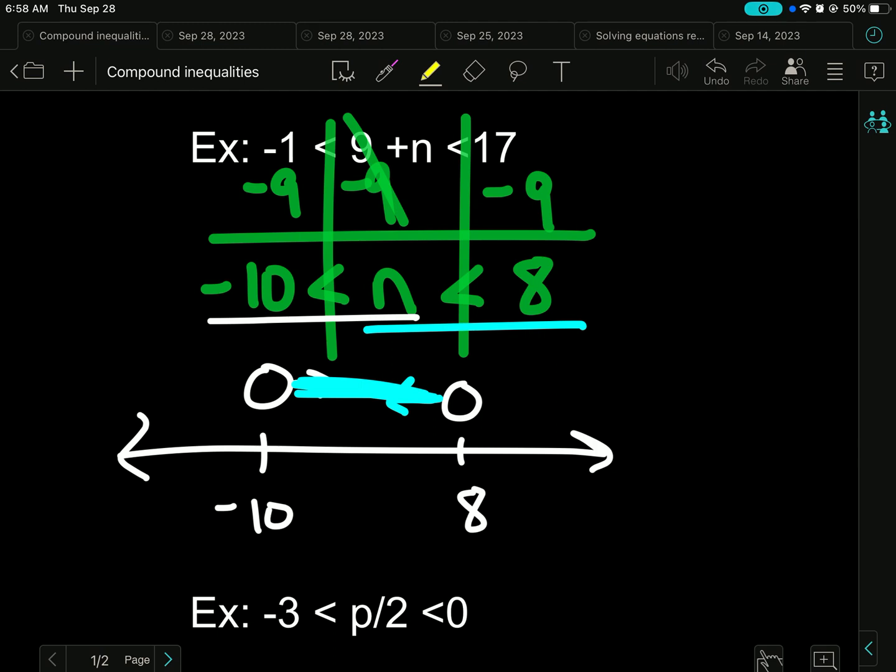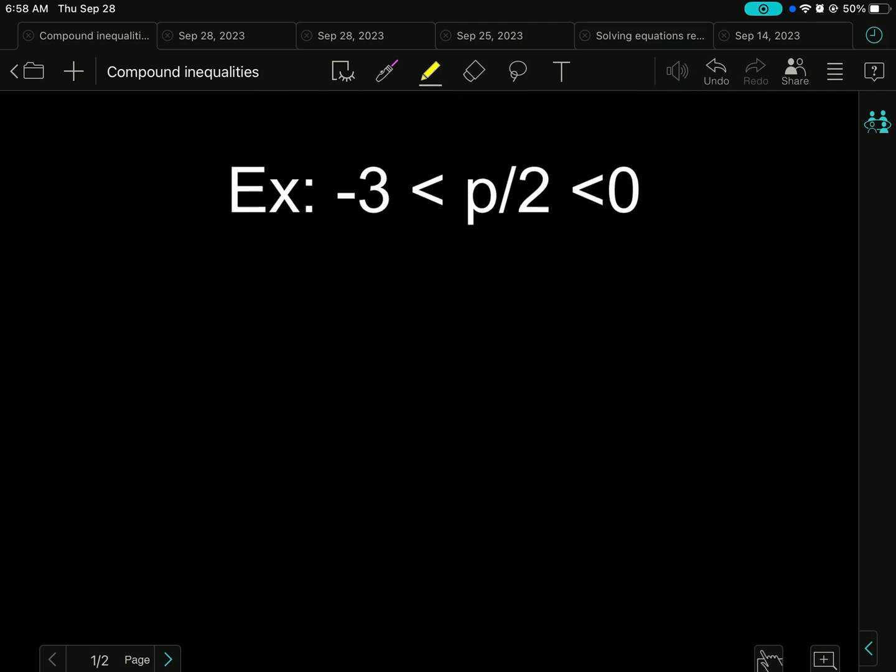But I could have -10.111111, right? And 7.99999 as an answer. Okay? Moving on. Let's go ahead and solve this one.